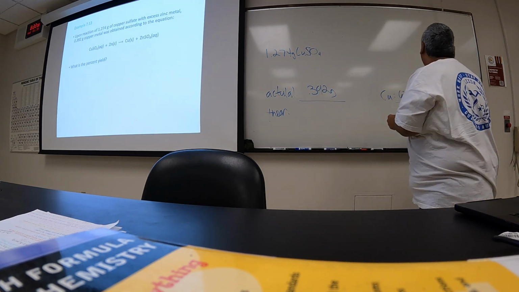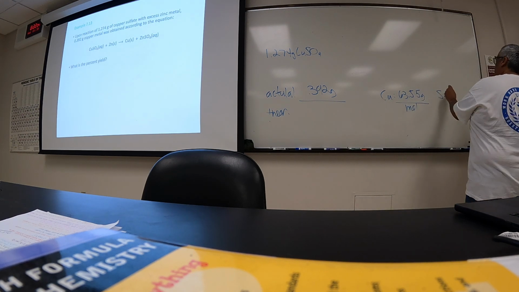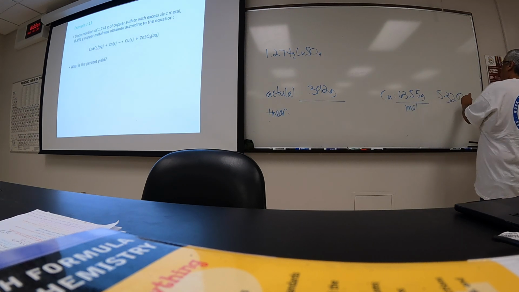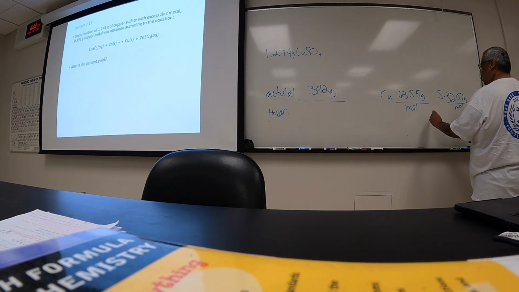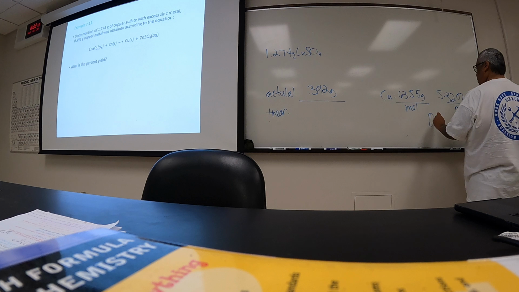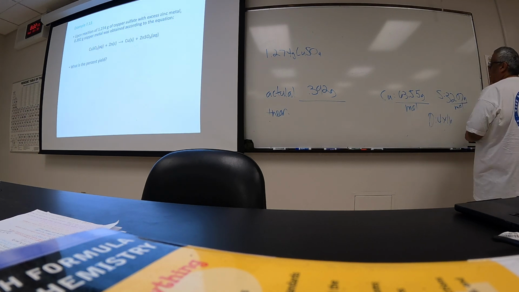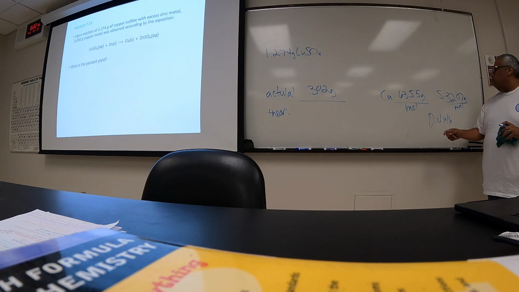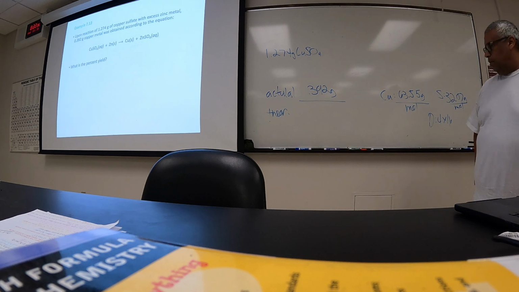So what's the mass of sulfur? 32.07. And what's the mass of oxygen? 16. With oxygen, there's 4 times 16. So somebody add all this up: 63.55 plus 32.07 plus 4 times 16. Add all that up.